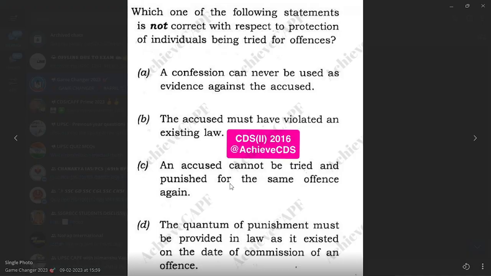Which of the following statements is not correct with respect to protection of individuals being tried for offences? A confession can never be used as evidence against the accused. The accused must have violated an existing law. An accused cannot be tried and punished for the same offence. The quantum of punishment must be provided in law as it existed on the date of commission of an offence. Not correct.